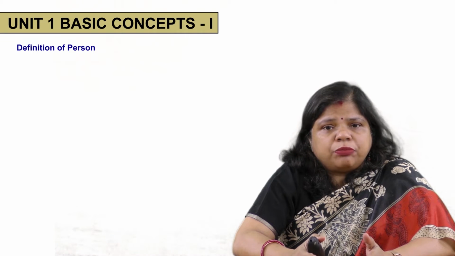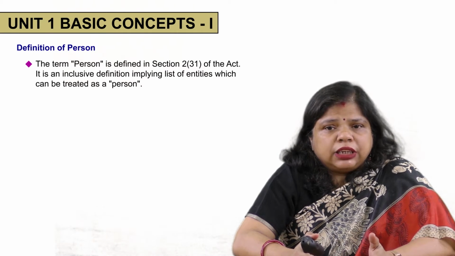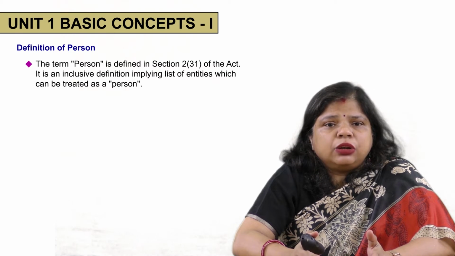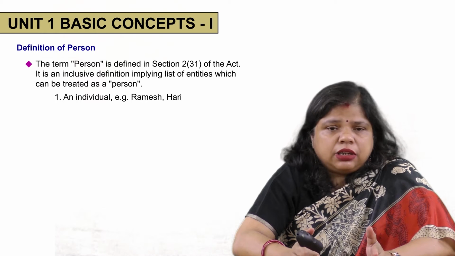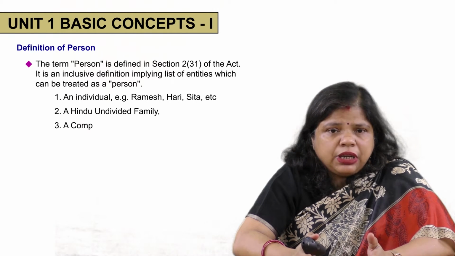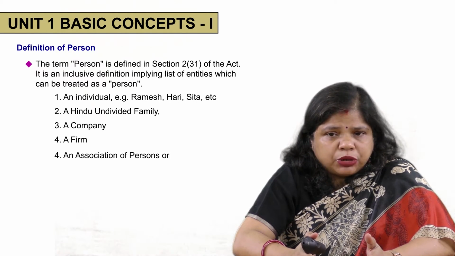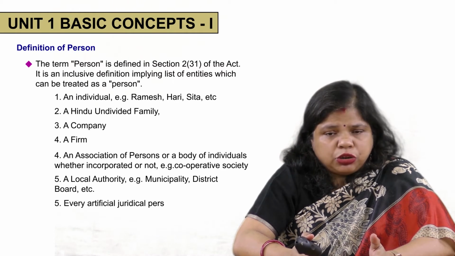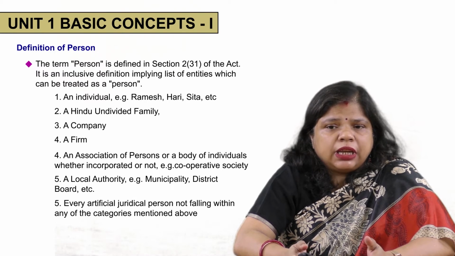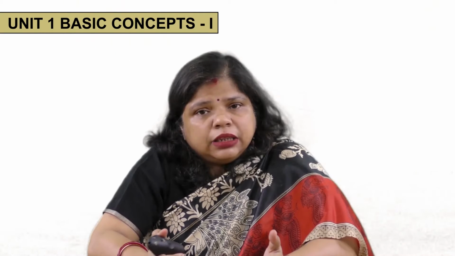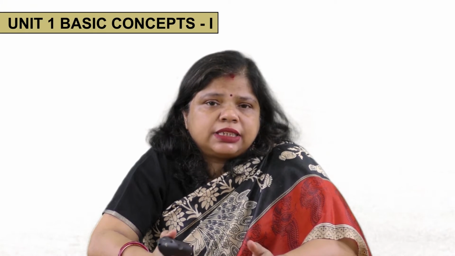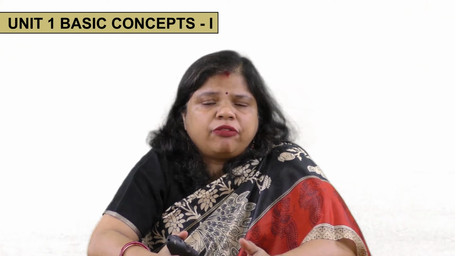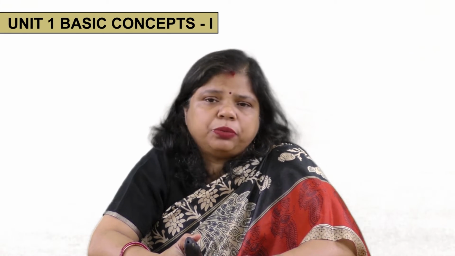So the definition of person is given in Section 2, sub-section 31 of the Income Tax Act. It includes an individual, a Hindu undivided family, a company, a firm, an association of persons or body of individuals, a local authority, and every artificial juridical person not falling within any of the categories mentioned above. Then, who is an assessee? We can say that an assessee is a person who is liable to pay any tax or any sum of money, or has any obligation to pay tax.